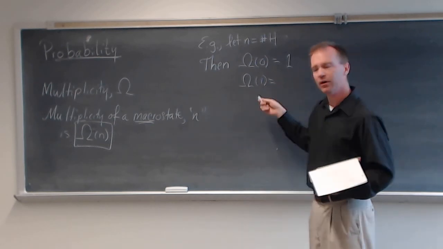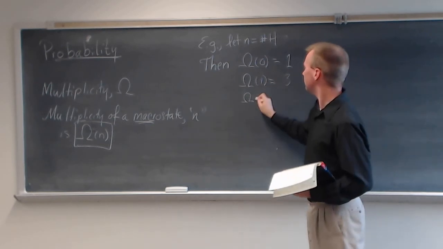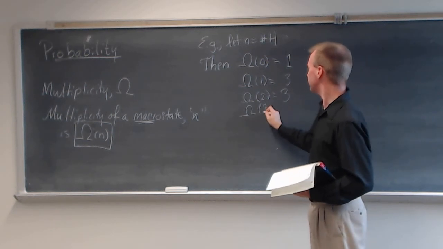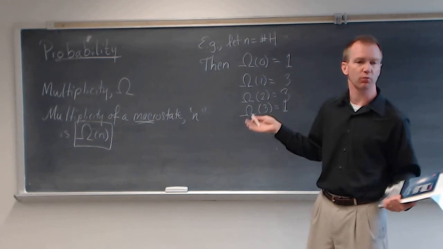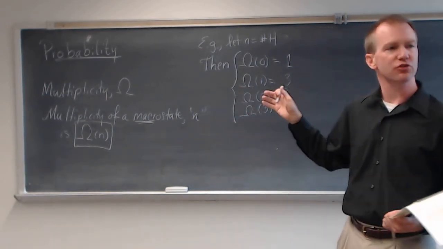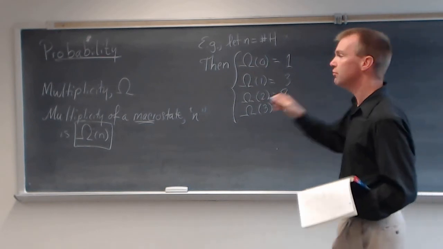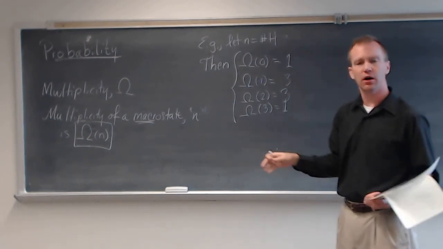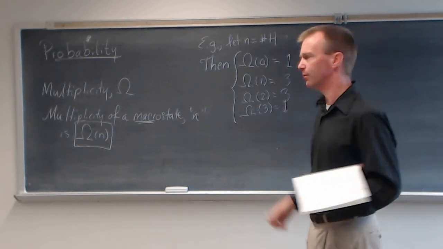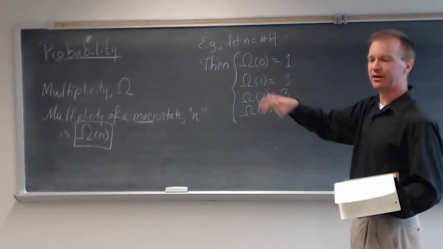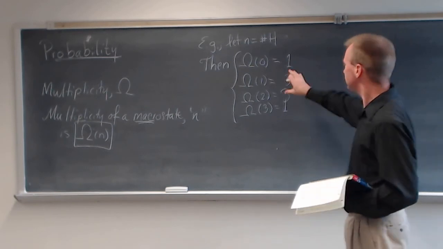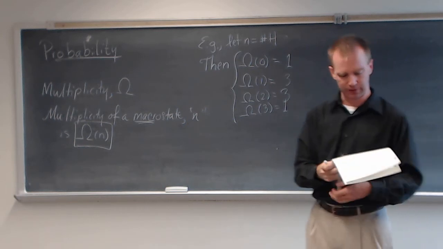Multiplicity of the state with one head is 3. Multiplicity of the state with 2 heads is also 3. And the multiplicity of the state with 3 heads is 1. There's only one way to get that. This is exactly what I just did with that table that I just showed you, and I used that to plot out the distribution of the total number of heads. The microstates among those heads, macrostates. Okay, so I've got these four possibilities here.